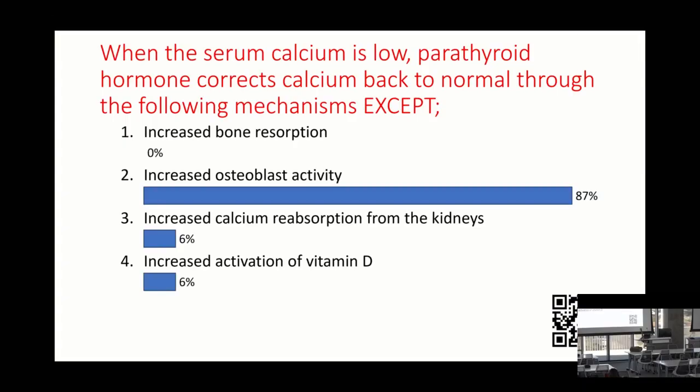Okay, most of you got it correctly. So the correct answer is osteoblast activity. Parathyroid hormone does increase bone resorption, and it does that through osteoclast activity, not osteoblast. It also increases calcium reabsorption from the kidneys. It has a direct effect on the kidneys, and then also increases activation of vitamin D so that it can absorb more calcium from the intestines. So those are all actions of parathyroid hormone.